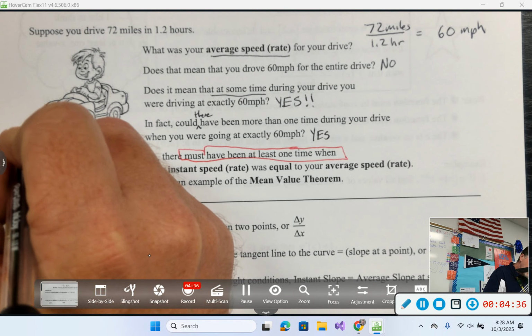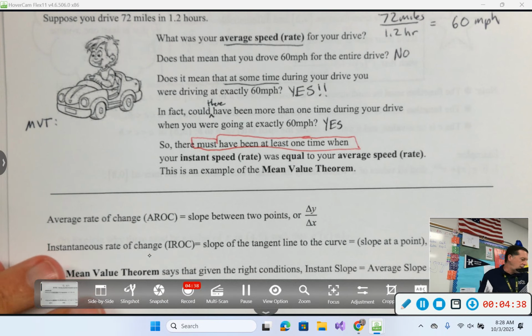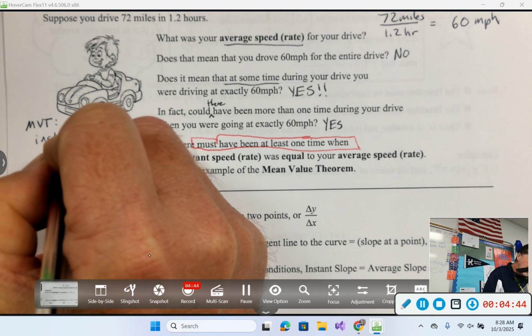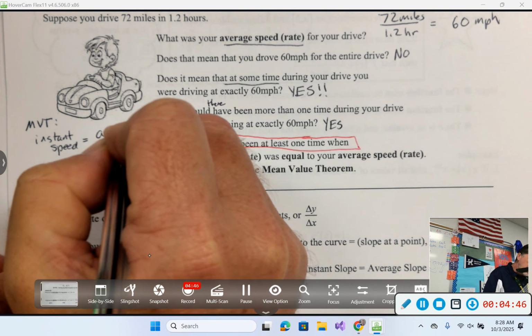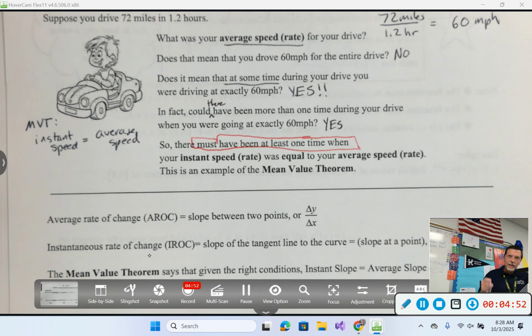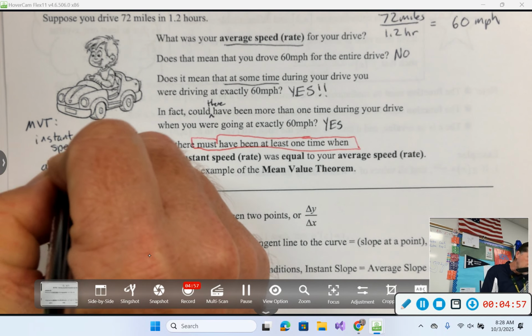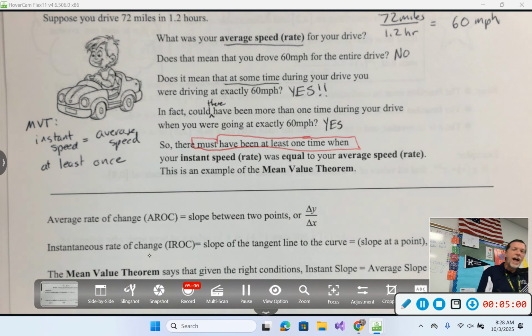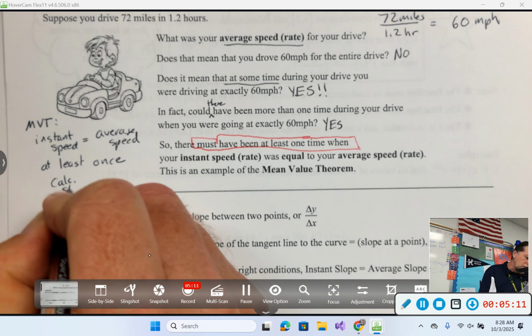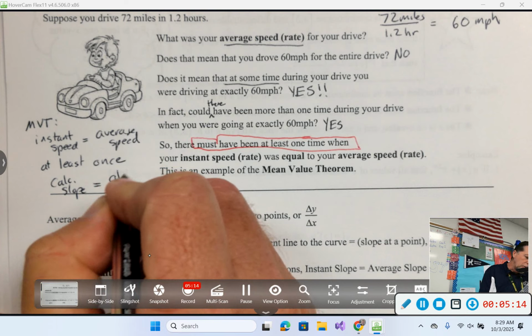In short, your MVT means that your instant speed equals your average speed at least once on the interval. I don't want to really write all of that, but we'll just say at least once. So it has to happen. It doesn't mean it happens the entire time, but it has to happen at least once, where your instant speed is equal to your average speed, or your calculus slope is equal to your algebra slope.